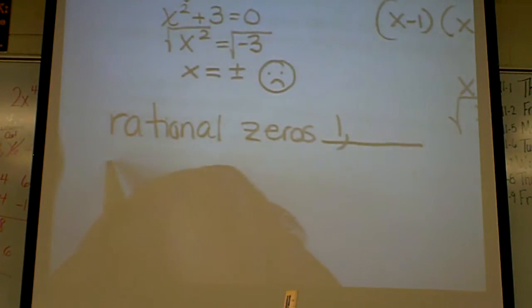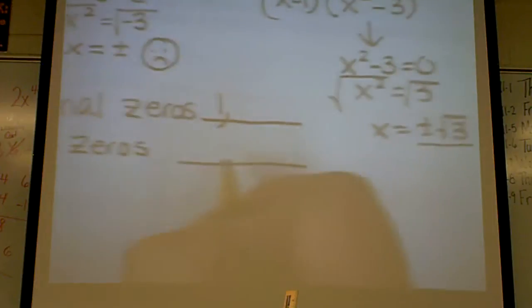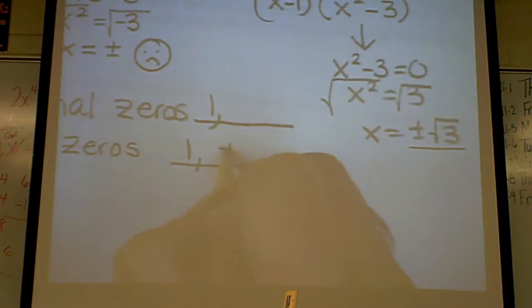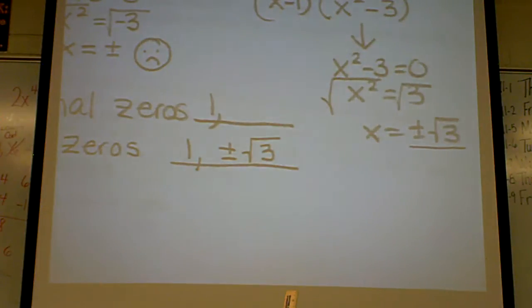Now, if the question said find all the real zeros, then you put all of them. Then what would you write? 1, and plus or minus radical 3. There's 3 of them. There's 3 real zeros, but there's only 1 rational.